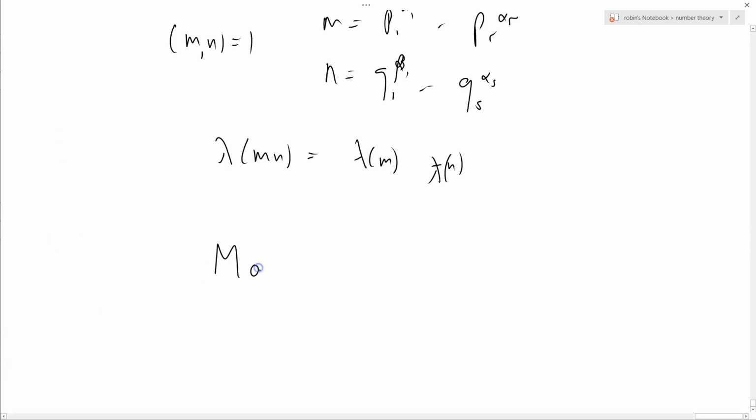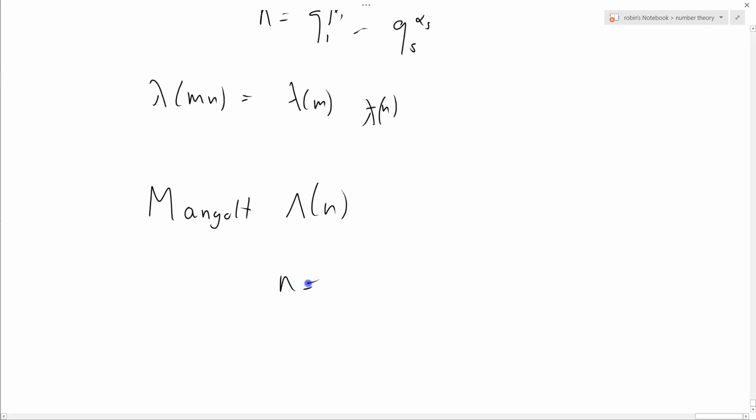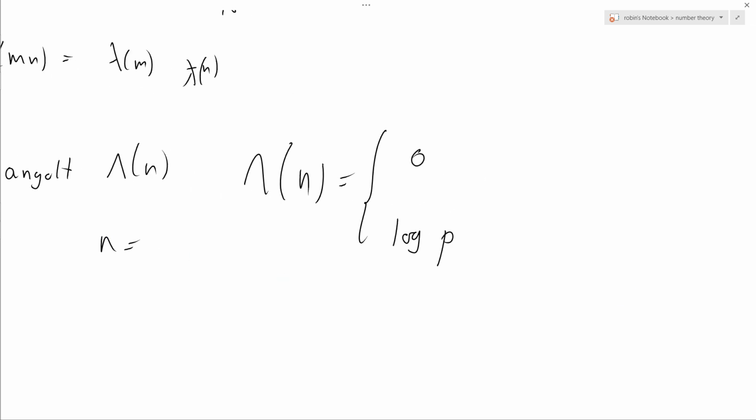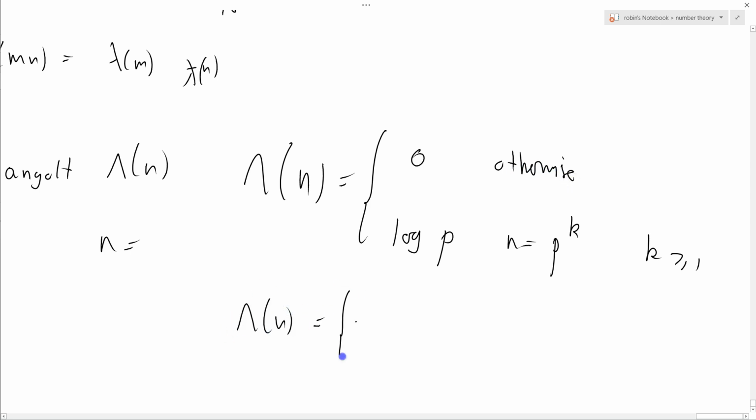There's another thing called the von Mangoldt function. I think that's a capital lambda. Lambda of n equals two things, 0 or log p. It's log p if n equals p to the k, for p being some prime and k greater than or equal to 1, and 0 otherwise. Let's write it out again. Lambda of n equals log p if n equals p to the k, so a prime power, and 0 otherwise.